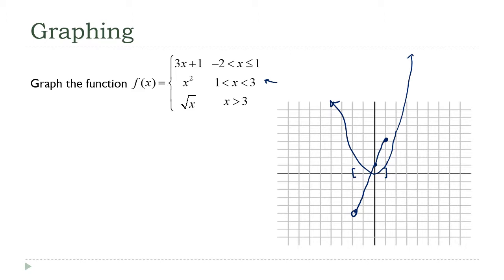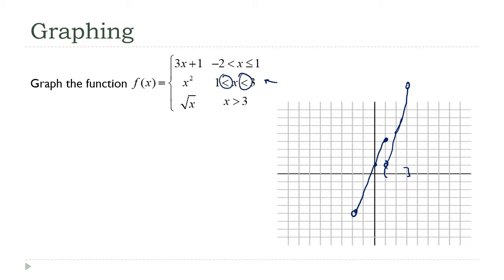Because we only want between 1 and 3. Everything outside of that, I'm going to erase. So this part is going to go away, and this part, and then I'm going to lose it all here, but I'm going to keep this going. This should be 9, which is right about up here. And I'm going to put open circles at both endpoints because I have strictly less than on both of these.